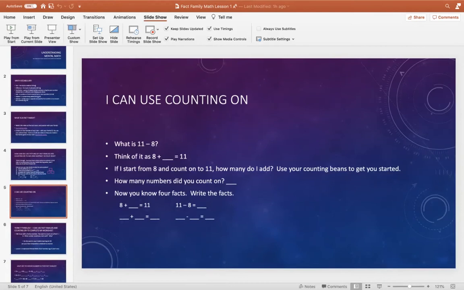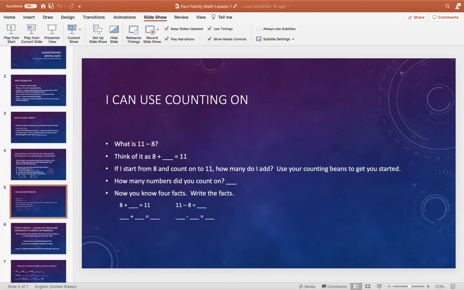So what is 8 minus 11? 8 minus 11. Think of it as 8 plus what equals 11. This is our problem. And we're going to think it through. We're going to look at the information given to us. And if I use counting on, because in the previous strategy, I did a fact family and I used a number bond, which I've also called a math mountain.